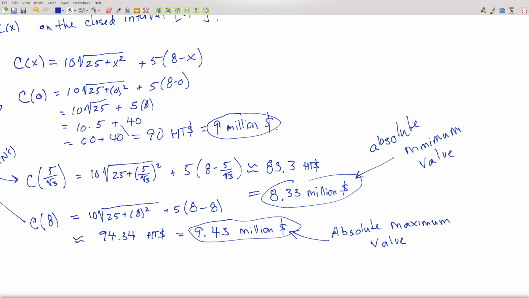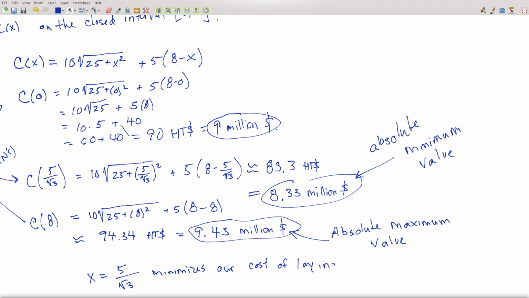So if you wanted to lay the pipe so that you would have to pay as much as possible, you would want x to be equal to 8, which would be a silly thing to do. Most people want to minimize their costs. So the most rational and intelligent choice is to let x equal 5 over the square root of 3. This is in units of miles. When x is 5 over the square root of 3, that minimizes our cost of laying pipe.